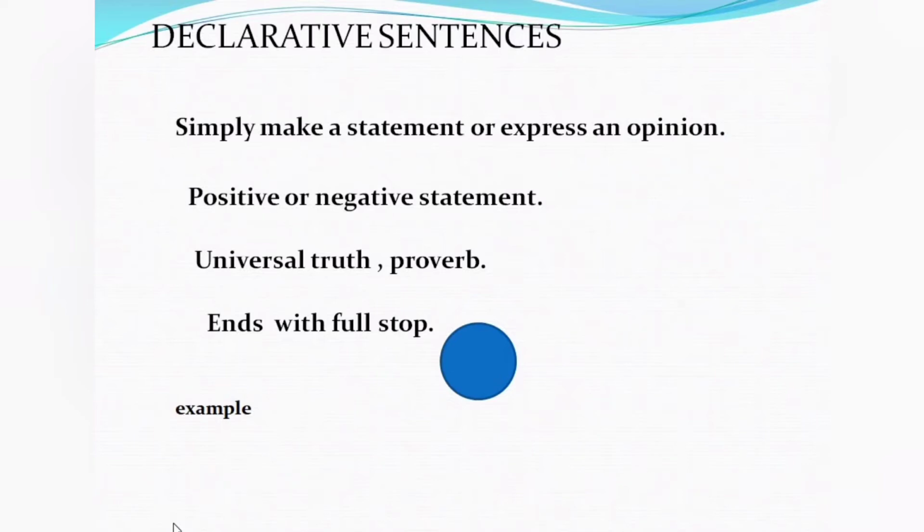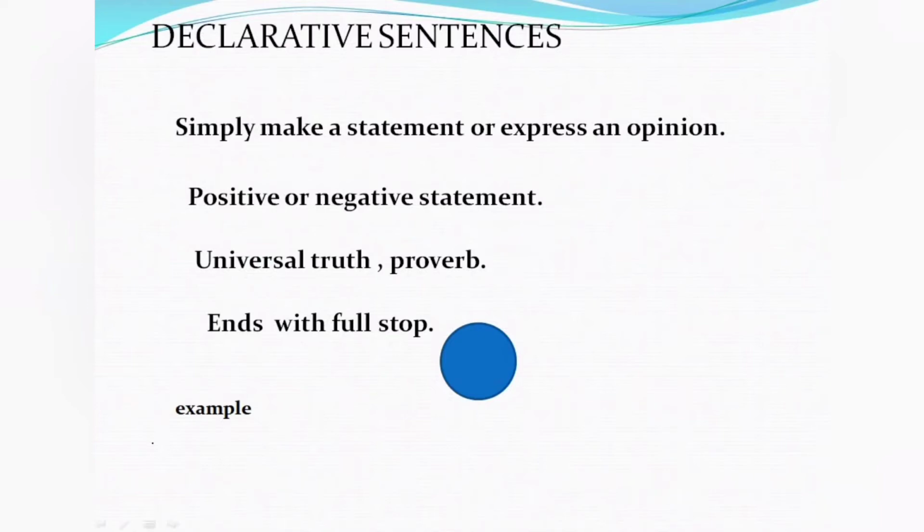Then you are going to use the positive or negative statement. He goes to temple. Positive sentence. For example, declarative sentence or positive sentence, he is a good boy. In the negative sentence statement you are telling, he is not a good boy. Then the universal truth, then proverb. These are all come under the declarative sentence. Declarative sentence always ends with full stop.